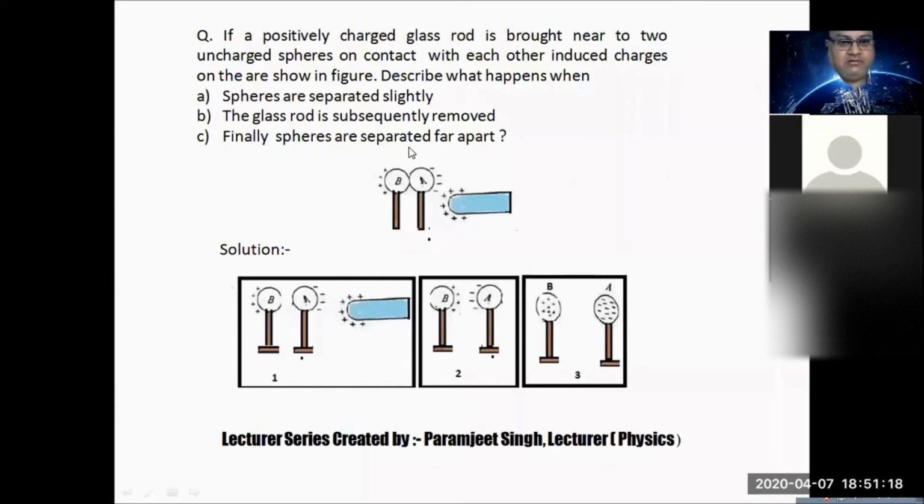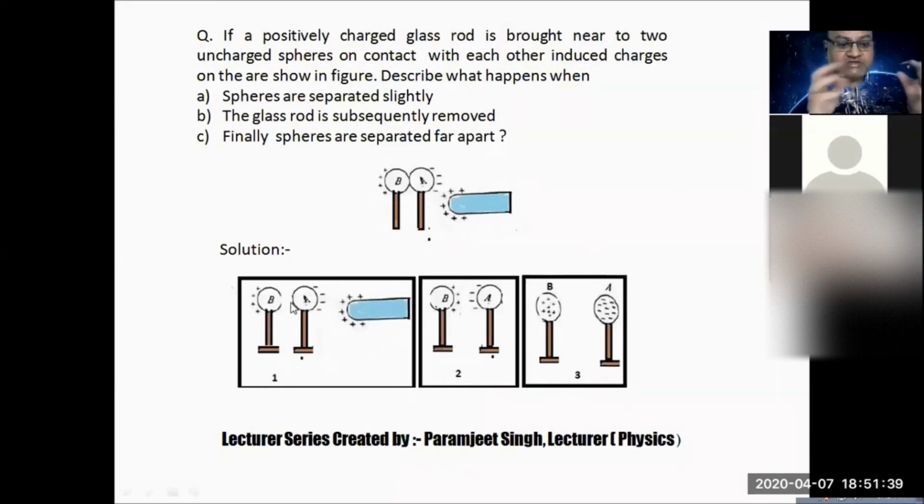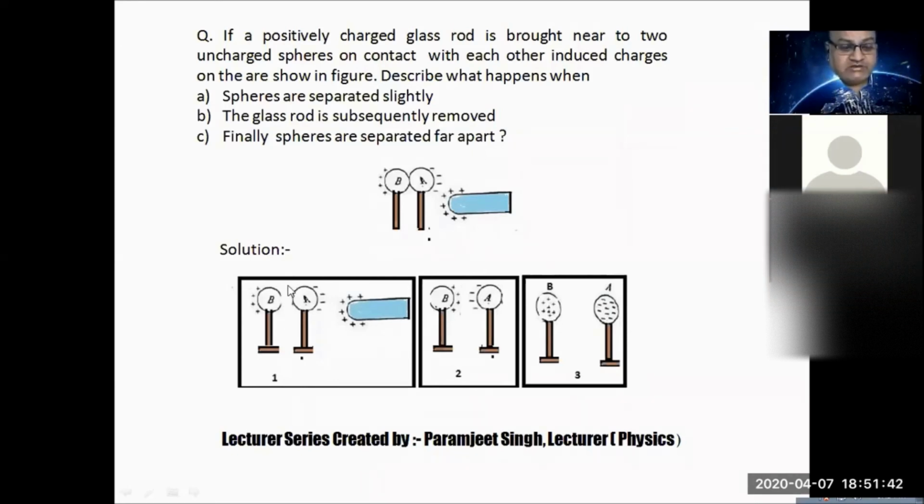And then questions are there. What will happen if the spheres are separated slightly, with the glass rod still there? In the first step, only the spheres are separated, not the glass rod. See, the glass rod is still there, but the spheres are separated. See my cursor, there is a gap. Now they are separated, but electrons are still attracted by the glass rod, and this surface of B is still positive because we have not removed the glass rod.